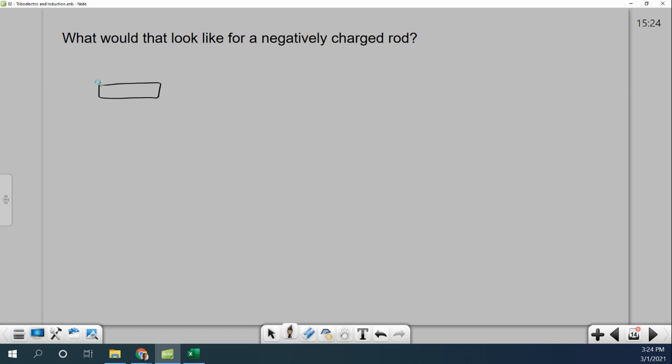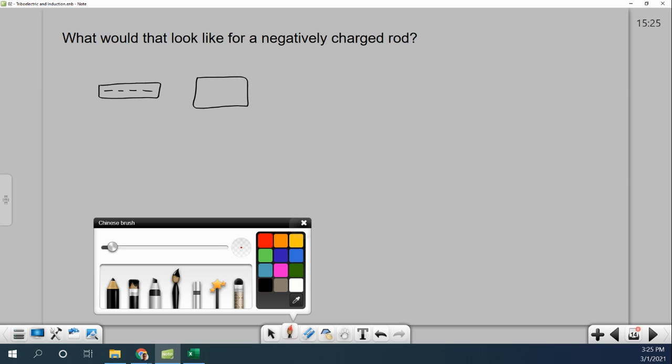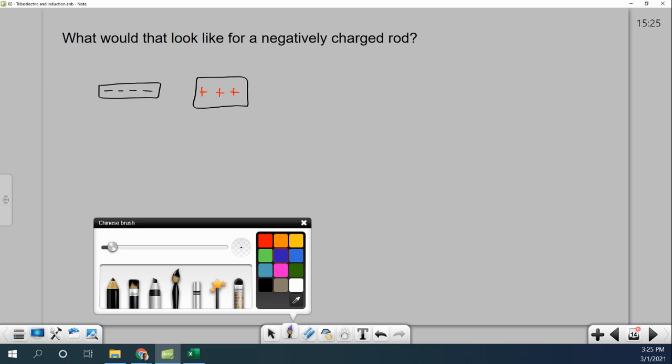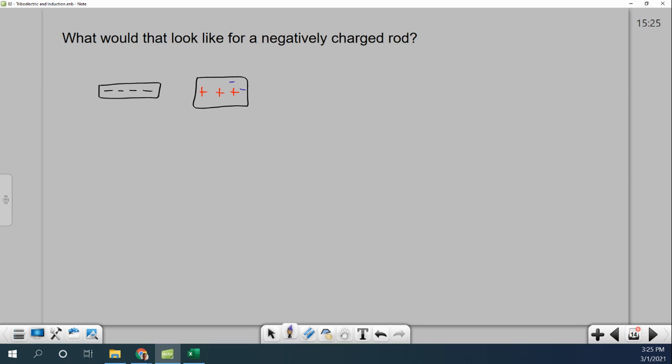Let's do it. Negatively charged rod, which means, let's do it with the actual count here. 1, 2, 3 positives. I'm going to give it 3 negatives. They're going to get repelled. Right? Like charges repel, so it's going to repel. I'm not even going to use 2. I'm just going to use 1, and you'll see that this works.